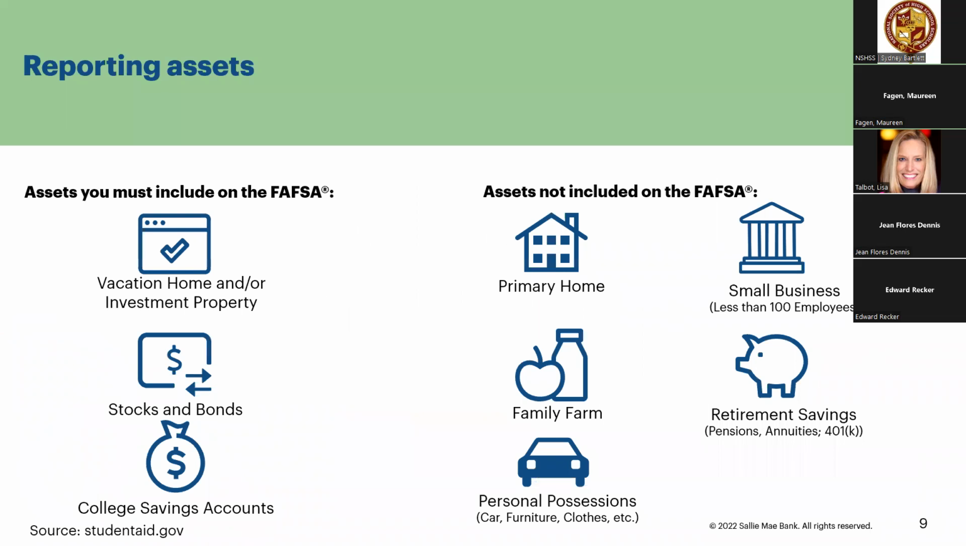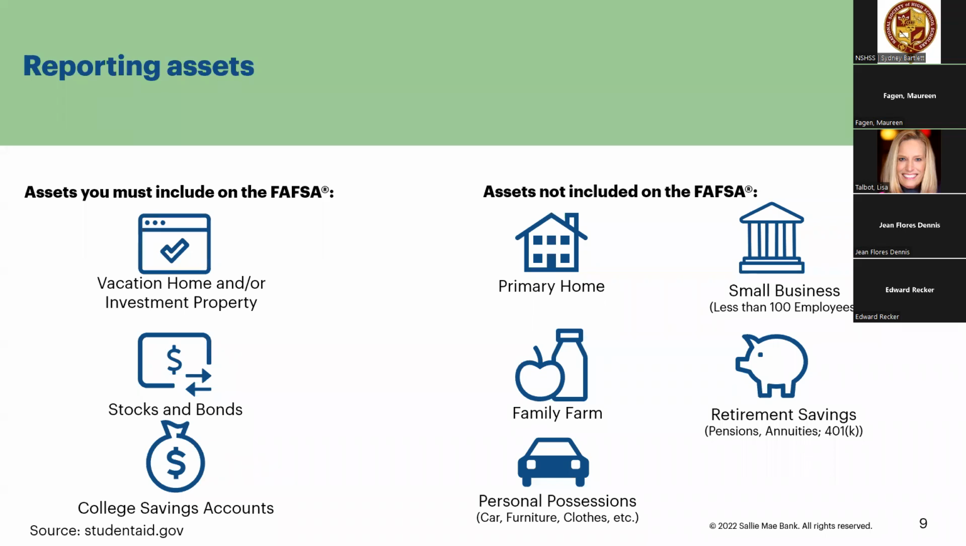Okay. And then after determining which parent is providing the income information, as well as the asset information, let's talk about the assets. And this is really high level. It shows the assets that need to be reported and what assets are excluded from consideration on the FAFSA.